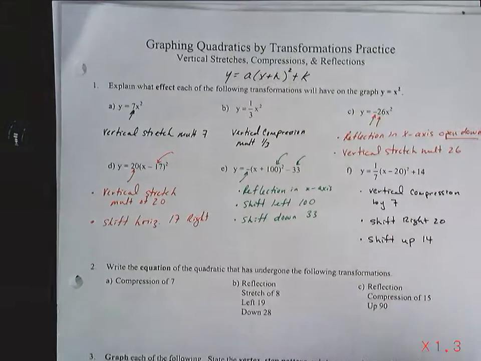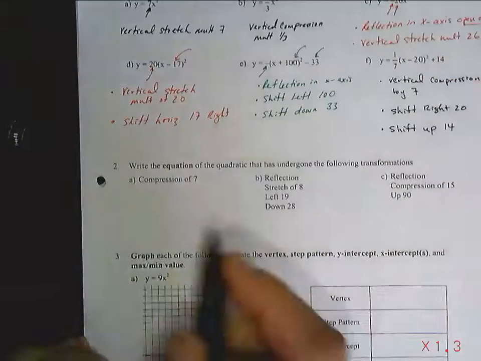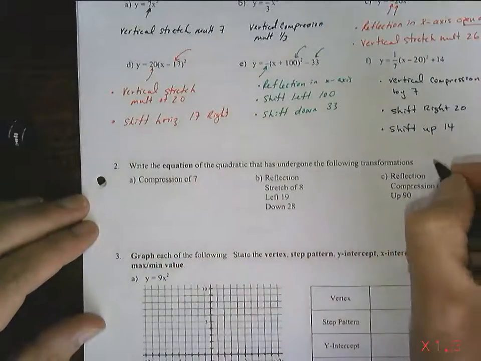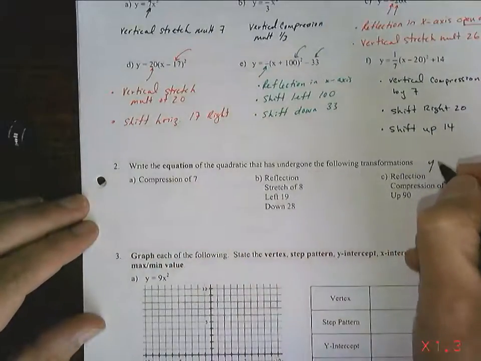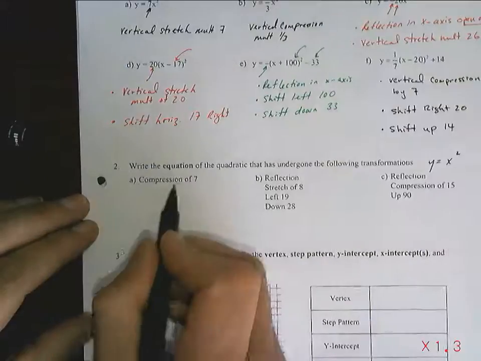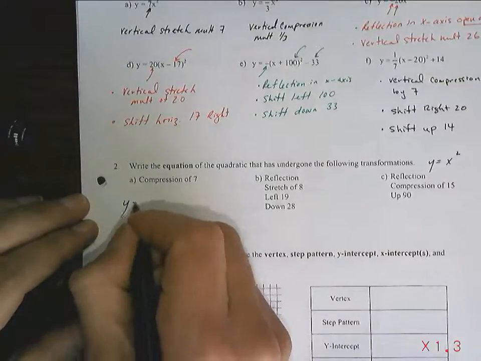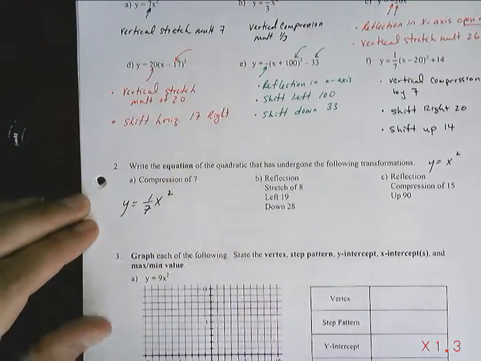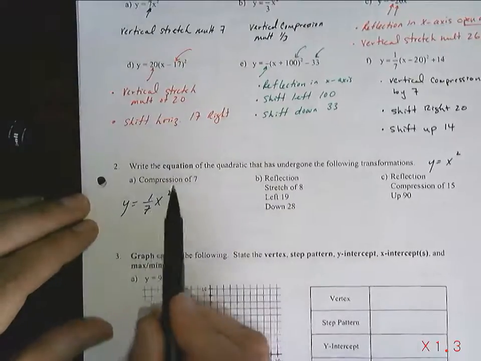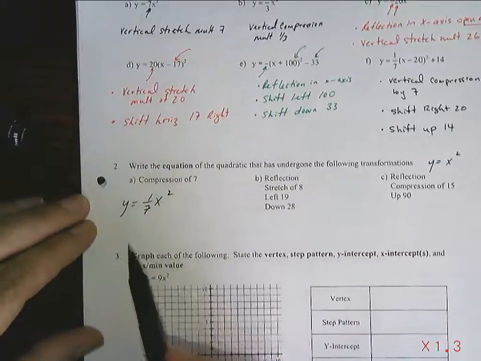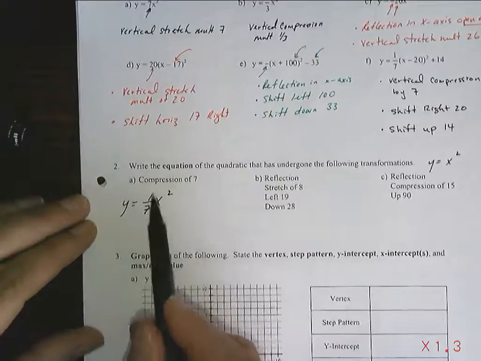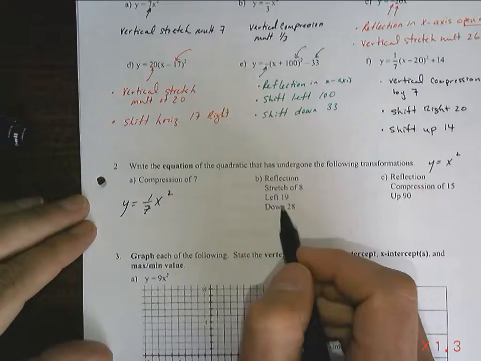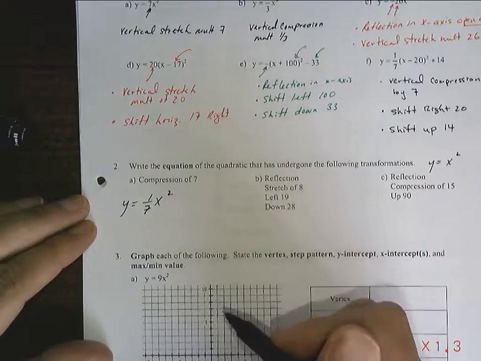Okay, on to number 2. Write an equation that has undergone the following transformations, and we're going to take it from y equals x squared. So if I'm just going to have a compression of 7, it will be 1 over 7 x squared. It could have other things, but right now they wanted me to show that I know how to get a compression of 7, so it's 1 divided by 7. I need a reflection. I need a stretch. I need a shift. I need a shift.